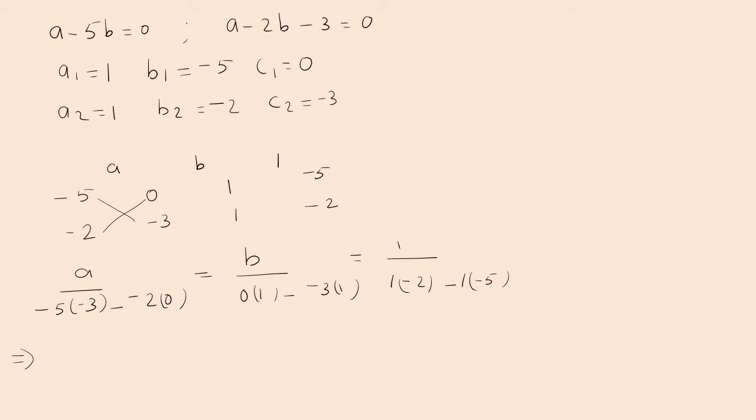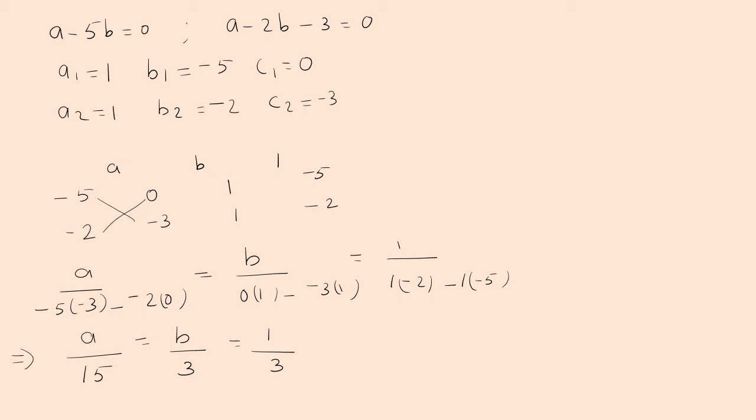By simplifying, you can write it as a upon minus 5 multiplied by minus 3, that is 15. 15 minus 2 multiplied by 0 is 0. So you are getting it as a upon 15 equal to b upon, now 0 multiplied by 1 is 0, minus of minus 3. So that is b upon 3 equal to 1 upon 1 multiplied by minus 2, that is minus 2, minus of minus 5. So plus 5. Minus 2 plus 5, that is plus 3.